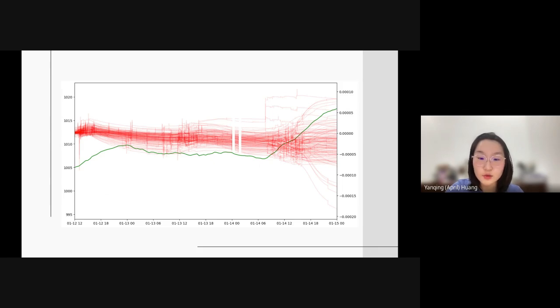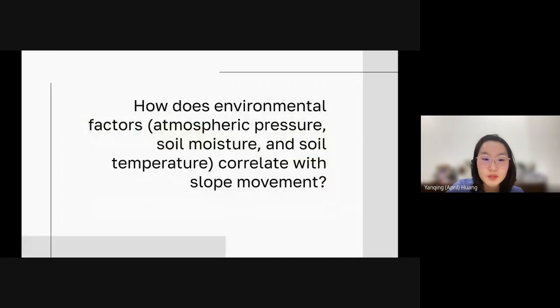The resulting optical measurement of the reflected light can be converted to an equivalent change in strain, and this change in strain is hence recorded and can be used as a quantitative measurement and proxy of slope movement, which is what I did here. What the research question ended up being is: how do environmental factors, atmospheric pressure, soil moisture, and soil temperature correlate with slope movement? After graphing many environmental factors, including soil moisture and temperature, atmospheric pressure, precipitation, air temperature, and others, I narrowed down to these three factors because they seem to show a correlation on the graph and deserve deeper data analysis.